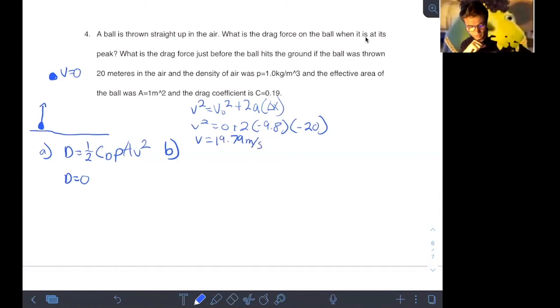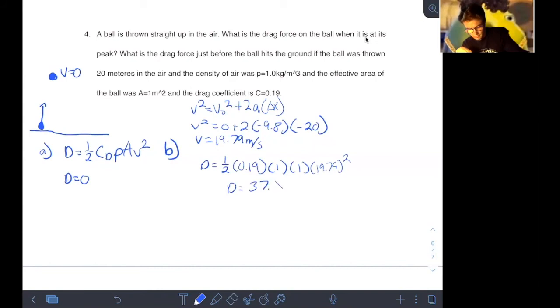19.79 meters per second. Okay, so we got our velocity now. Pretty simple, just plug all of our variables in. So drag force equals 1/2 the coefficient, which is 0.19, times, what was the other? The density, which is 1, right? Area, which is 1. And then velocity, 19.79 squared. Okay, so then the density is 37 point, or not density, drag force, 37.206 newtons. Cool. So that is our drag force when the ball hits the bottom.